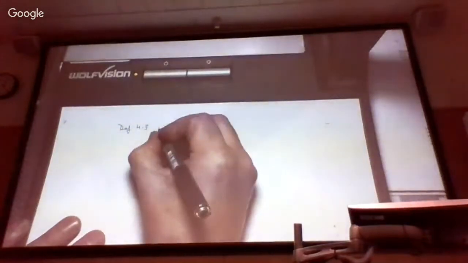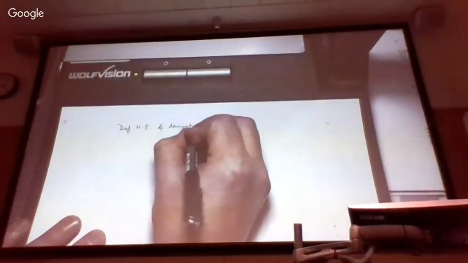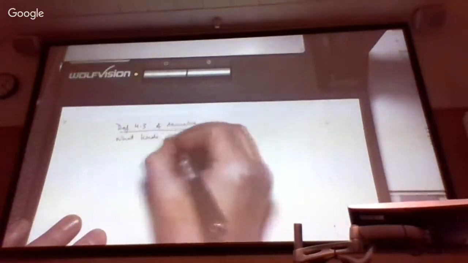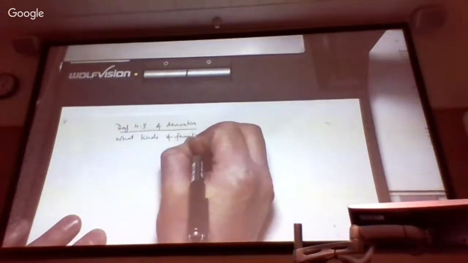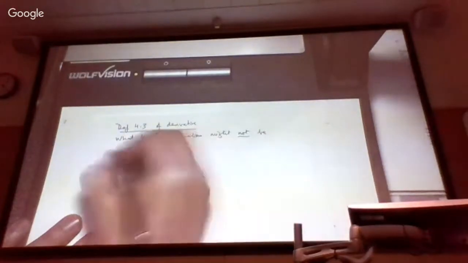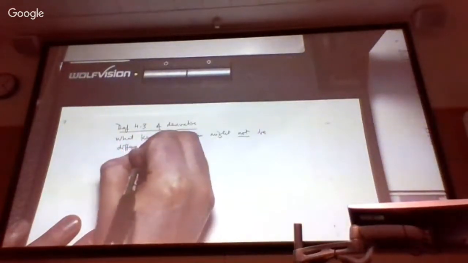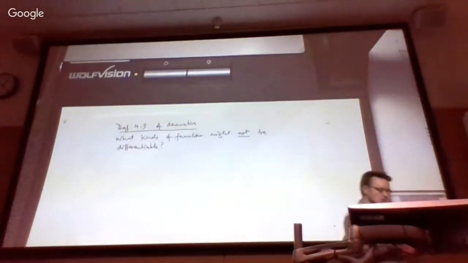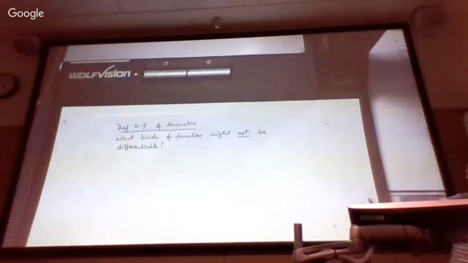So, definition 4.3 of the derivative. What kinds of function might not be differentiable? Okay, we've seen this definition. In a moment, we'll be working through some examples. We'll see positive examples of functions that are differentiable, and we'll obtain their derivatives. But it's also useful to look at things on the other side and say, well, when does this thing not apply, or when does this property not hold?